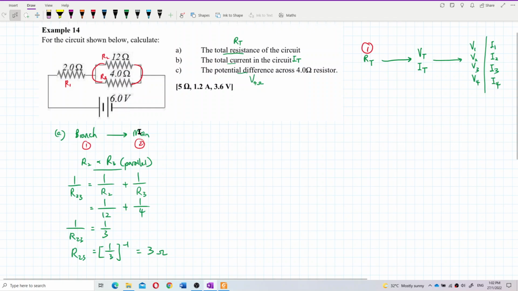Now, this R23 is in series with R1. Now we go to the main circuit. R23 is in series with R1. So step 2: R1 and R23, they are in series.